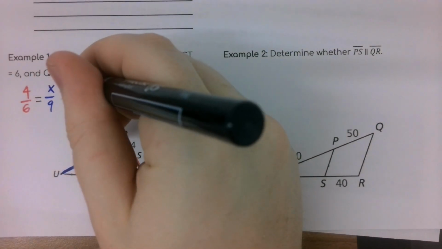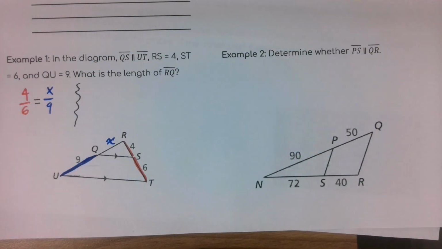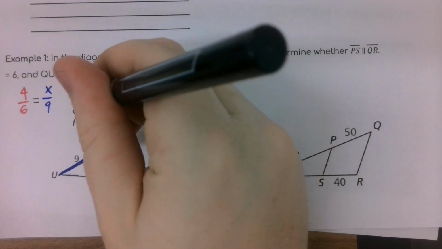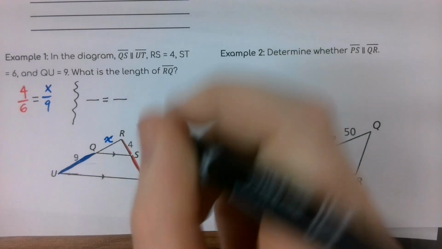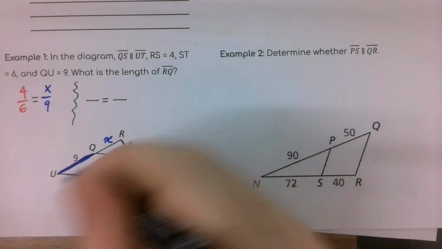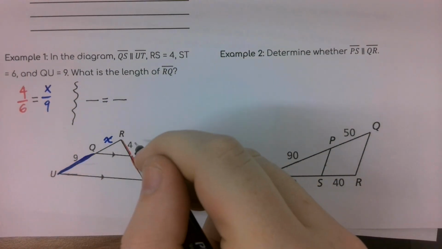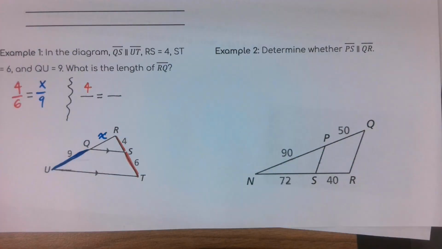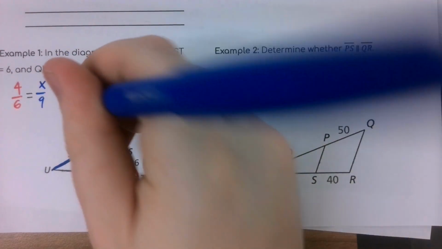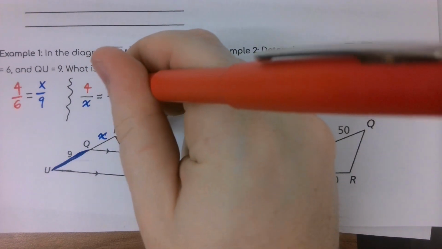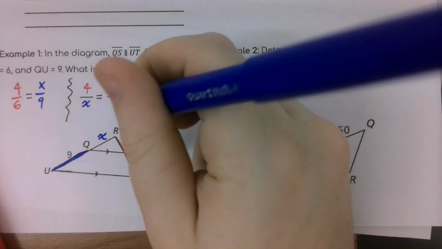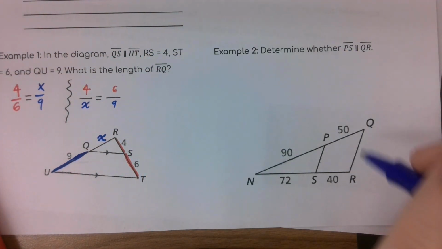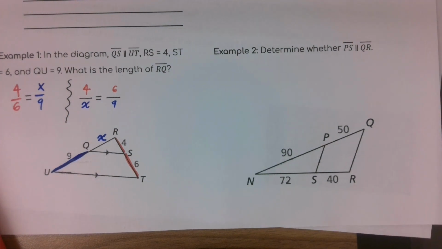But there are other ways we could set it up too. We could also compare, instead of just right side equals the left side, the two lengths of the top triangle to the two lengths of the bottom. We could say something more like 4 divided by x equals 6 divided by 9. And guess what? We're still going to get the same answer.